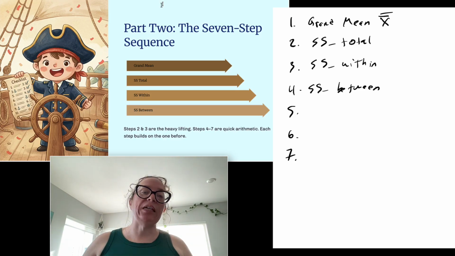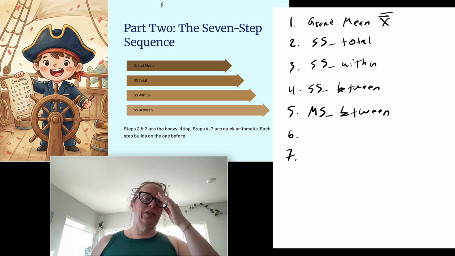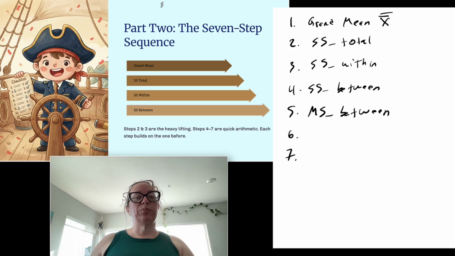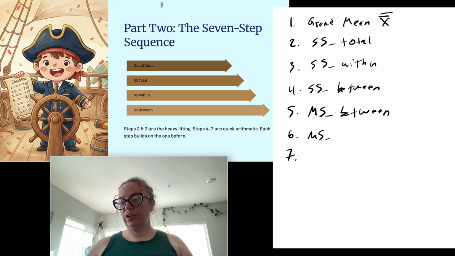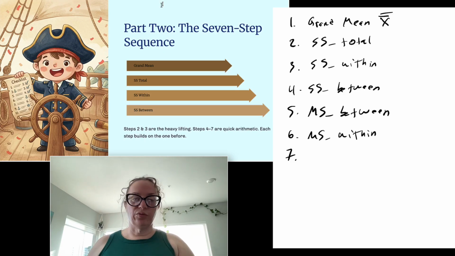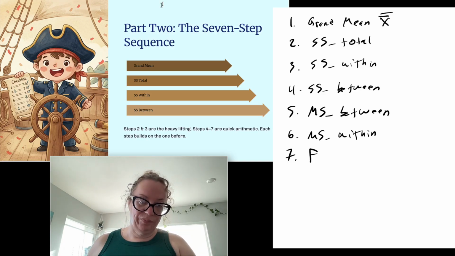Then you're going to do the mean squares, okay? The mean square between, and this is the SS between divided by the degrees of freedom between, okay? And then the MS within. I know this is getting intimidating now, right? And that's the SS within divided by the degrees of freedom within, okay? And then you'll get to your lovely F score, which is MS between divided by MS within, okay?